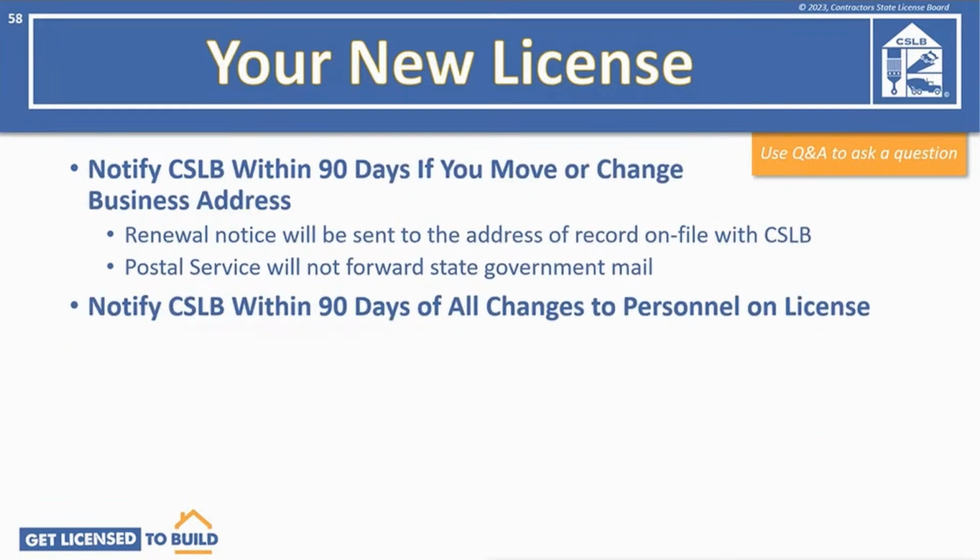Here are a couple other important deadlines to keep in mind. First, notify CSLB within 90 days if you move or change your business address. Your renewal notice will be sent to the address of record that we have on file. If you're not at the address anymore, you're probably not going to get it. Plus, the Postal Service will not forward state government mail. Finally, notify CSLB within 90 days of all changes to personnel on your license, especially when it involves the qualifier of the license.